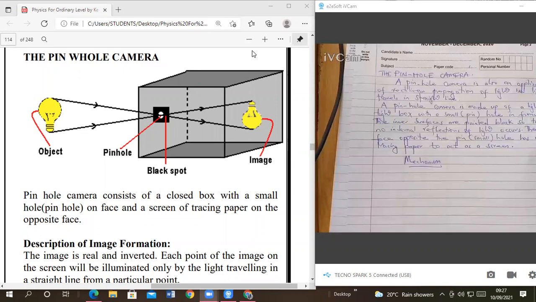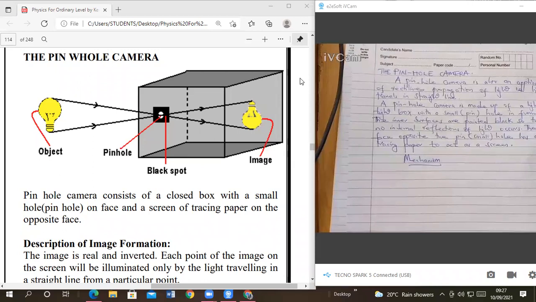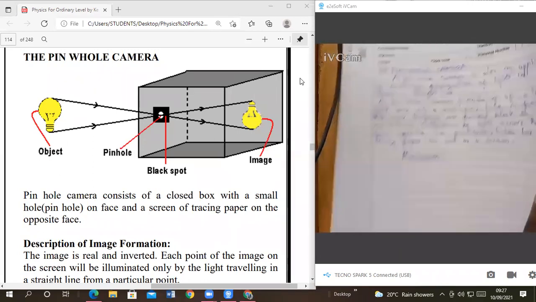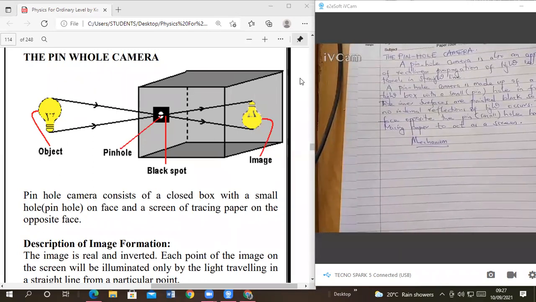Light from that object enters the pinhole camera through the small hole, forming an inverted image on the screen. But how will that light travel? We know that light travels in a straight line. So you are going to say, I'm giving the answer for that.